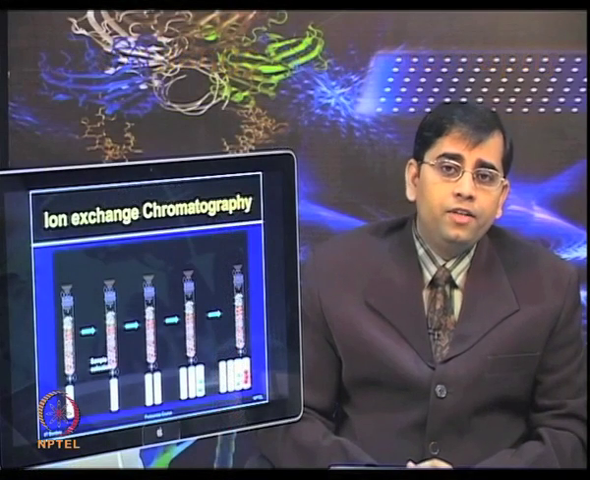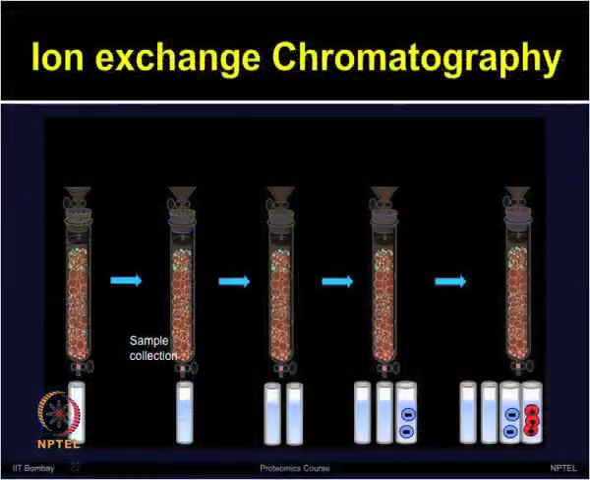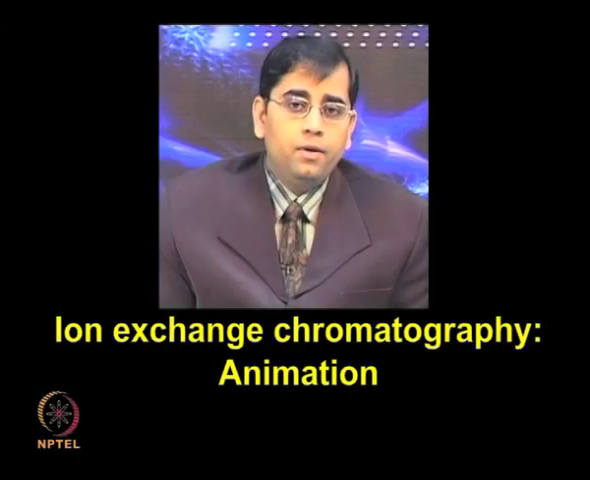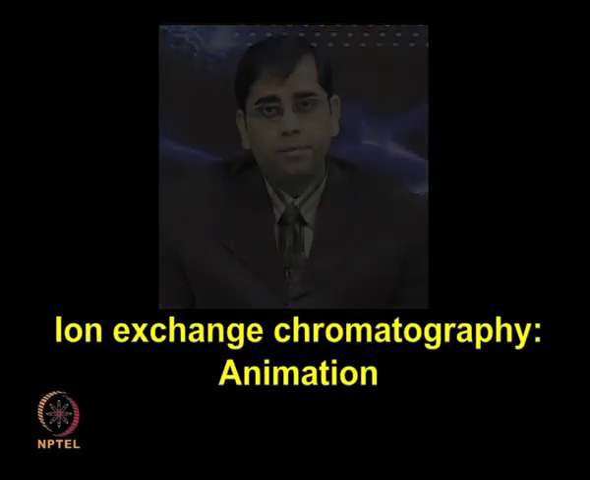So, if you have negatively charged protein which gets eluted first will be present in the initial fractions, while the positively charged protein that bound to the column will be eluted in the latter fraction, or it will be vice versa. So, let me describe how ion exchange chromatography works step by step in the following animation.